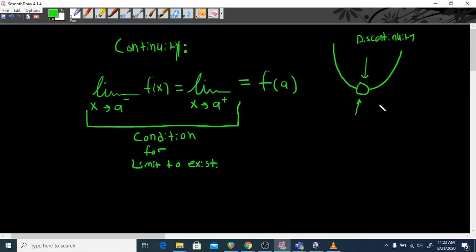And if this were filled in, then, look, check this out. Here's the limit. The limit is the idea of getting closer and closer to this point from both sides. And then if I fill this thing in, now there's no longer a discontinuity. So after filling, we are continuous.